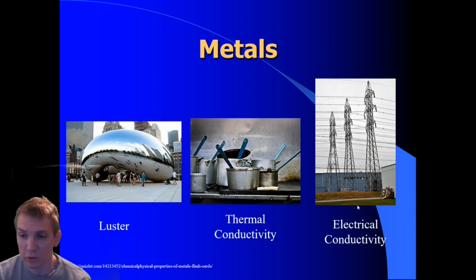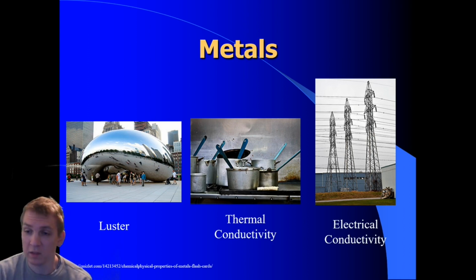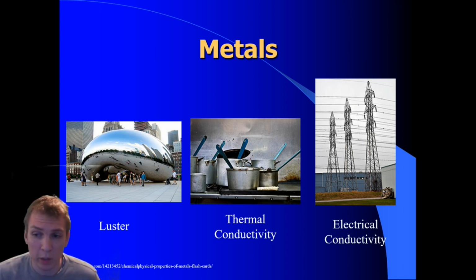And then finally, electrical conductivity. If you want to go into electricity or electrical engineering in the future, you have to understand the properties of different metals and how they conduct electricity really well. For instance, for a really, really long time, we used aluminum wires instead of copper wires in our homes. This is a long time ago.